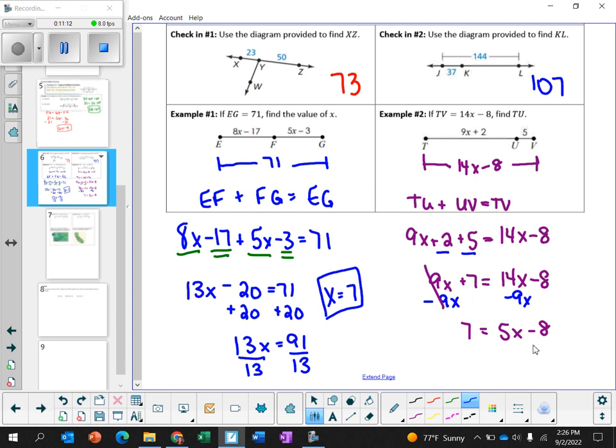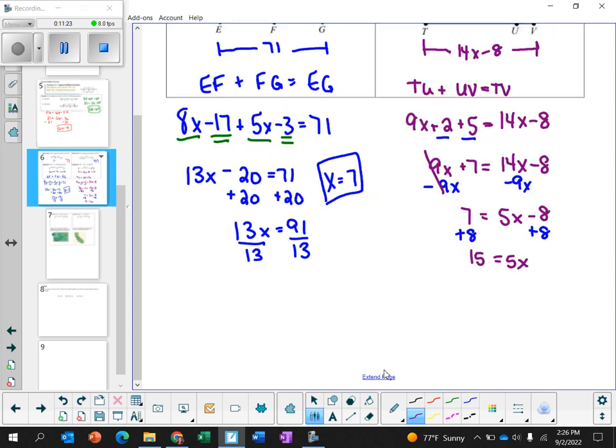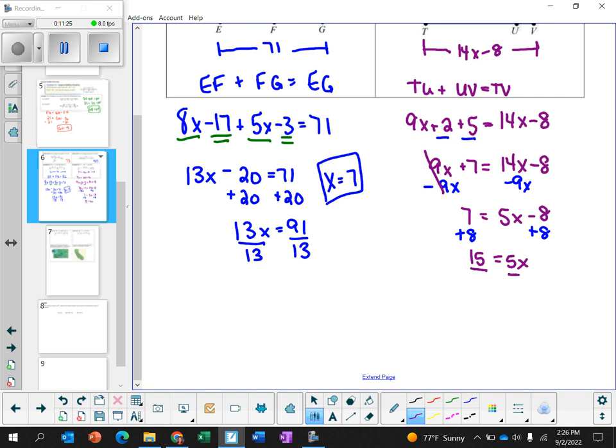Now to get rid of this 8, we're going to do +8 on both sides. So we're going to have 15 = 5x. And then the last thing we're going to do is divide both sides. We want to get rid of the 5 here, so divide by 5, and x = 3.